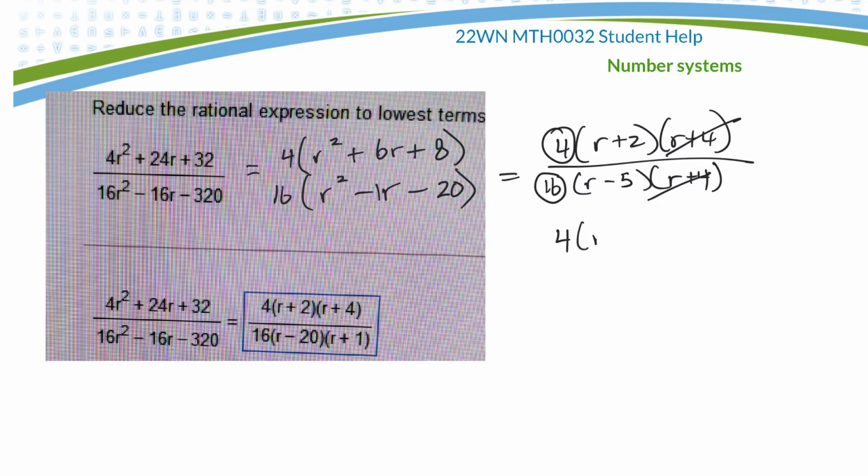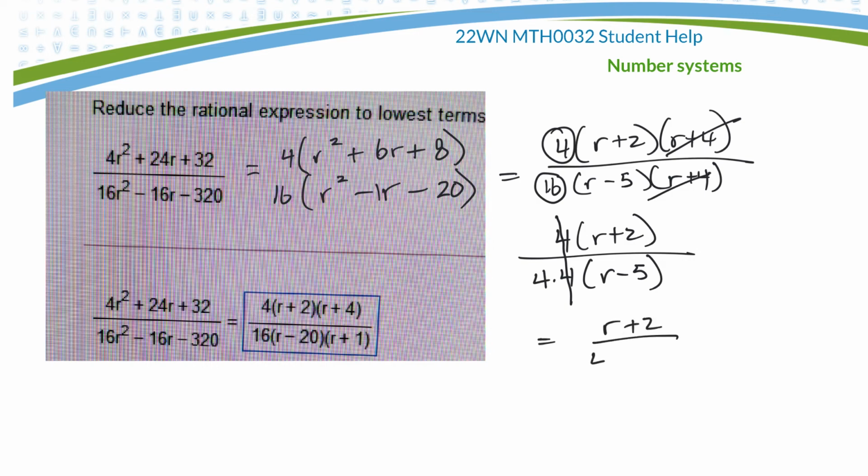You can think of it this way. 16 is the same thing as 4 times 4, times r minus 5. So the 4s, that's a factor of 1 that you can cancel out. And so you'd be left with r plus 2 over 4 times (r minus 5).